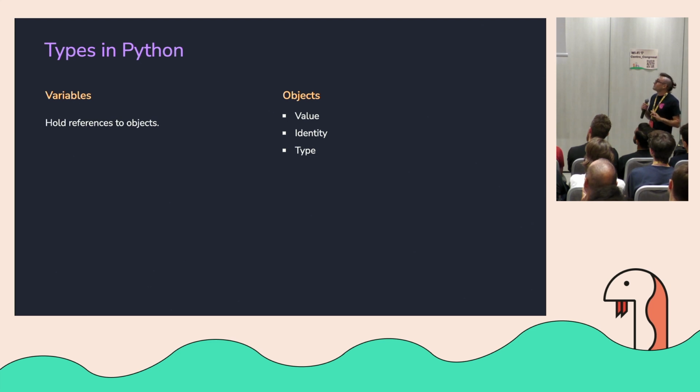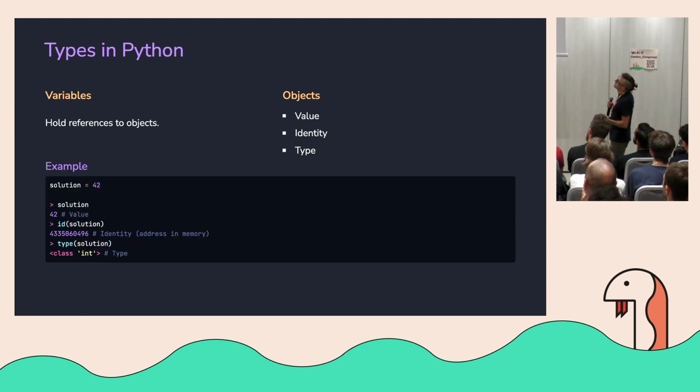Objects have 3 properties: value, identity, and type. The value, let me see, this is an example. Let's see, we have this variable solution equals 42. The value, of course, is 42. The identity is the address in memory.